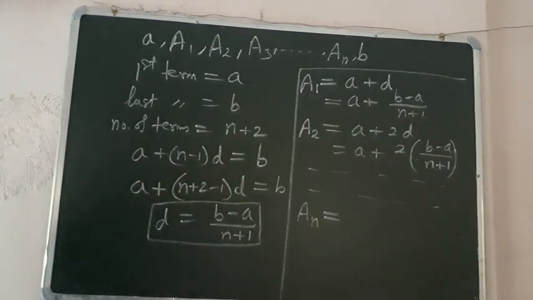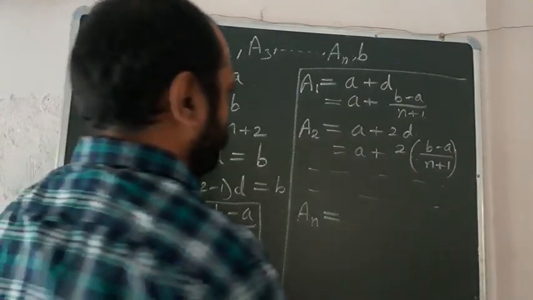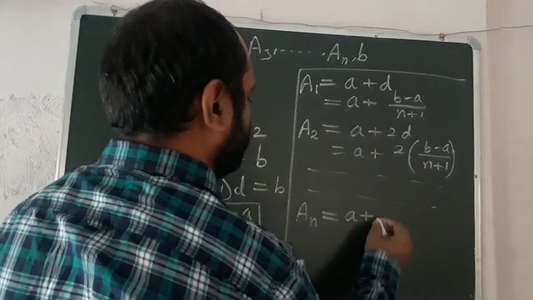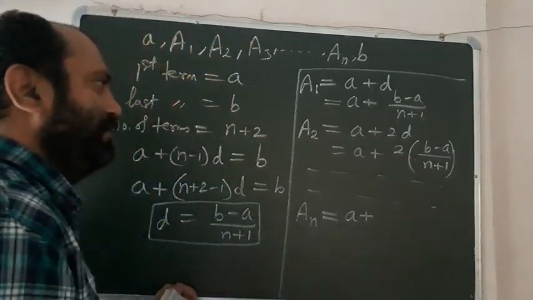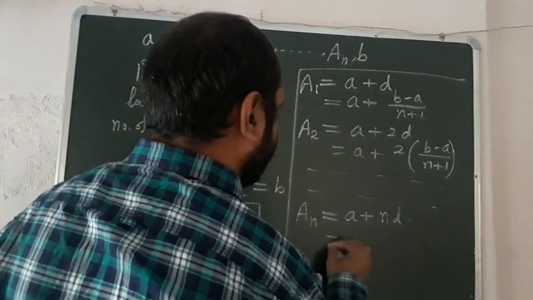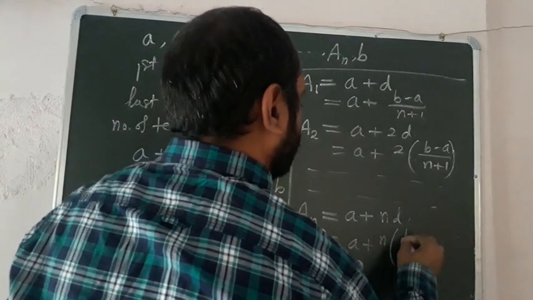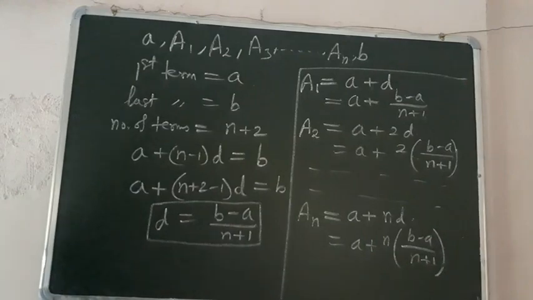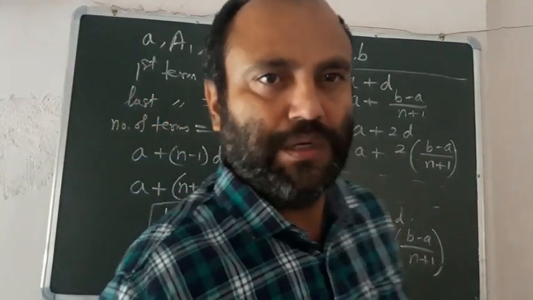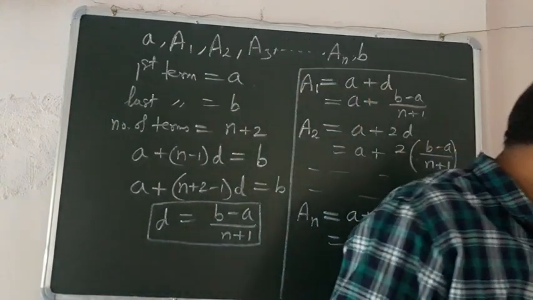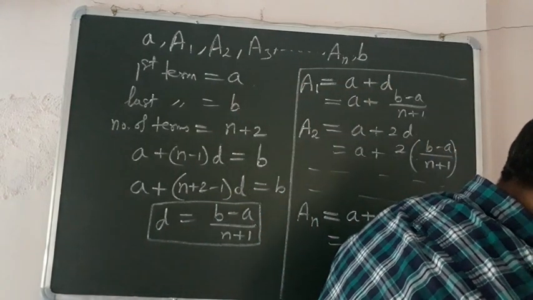an is the n plus 1 term, okay? So you can write here a plus nd. an means the n plus 1th term, so its formula is a plus nd. So you can write here n into (b minus a) by (n plus 1). So this is all about the AMs, arithmetic means between two numbers, how to insert the arithmetic means between two numbers. So let us take one example here, example number 8.